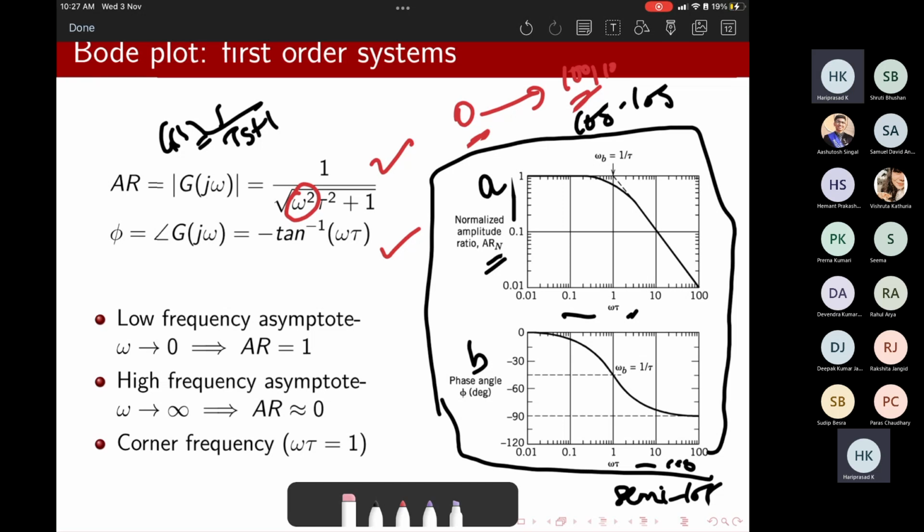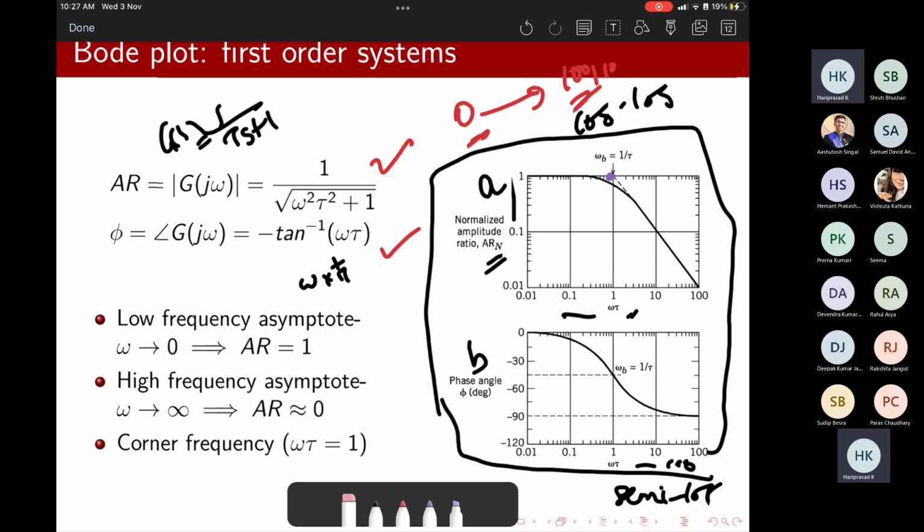The point at which your amplitude ratio takes a turn, that particular frequency or that particular point, is known as the corner of the graph. So when omega is 1 by tau, this essentially would get cancelled. Then you would see that from that point onwards, any further increase in omega would sharply change the curve. So you represent this corner point when omega is equal to 1 by tau. Then it's a linear relation.